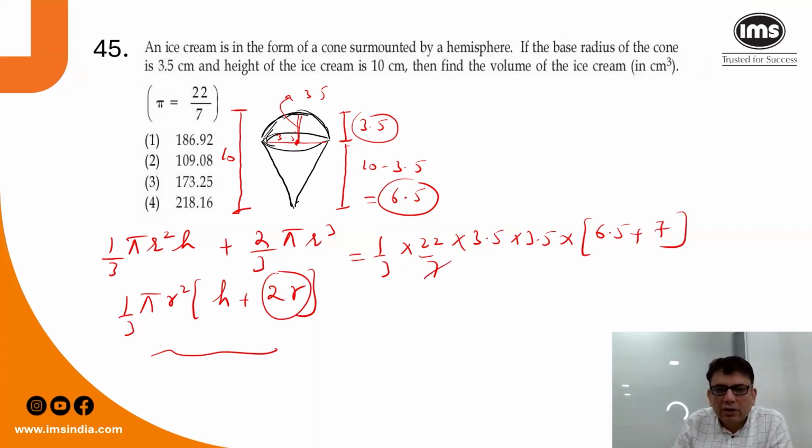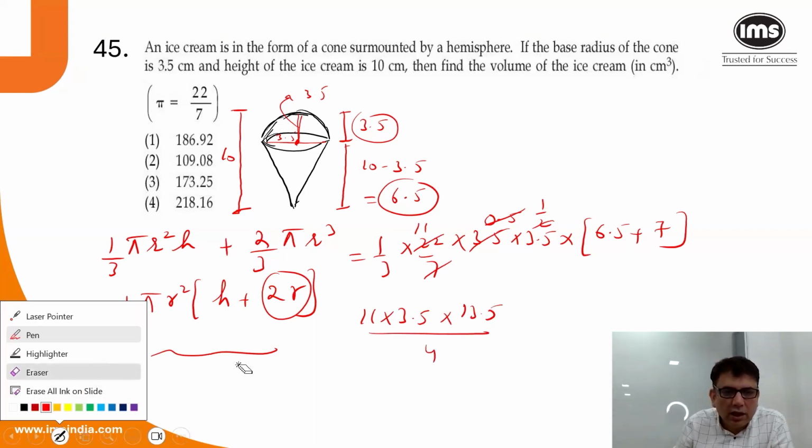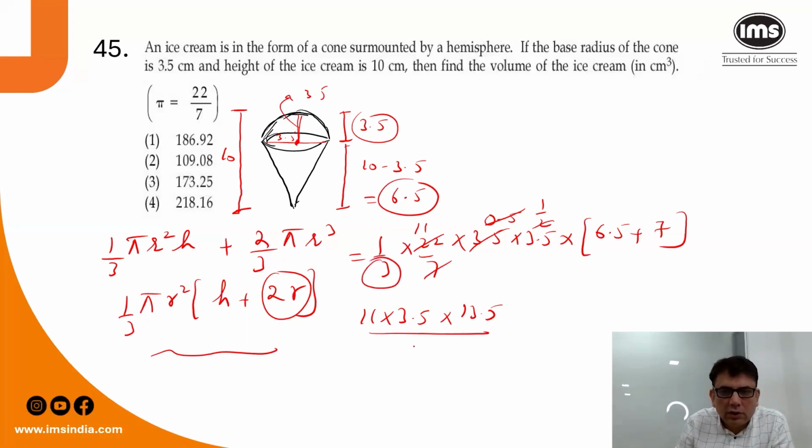Okay, let's try to solve it. 7 plus 6.5 is 13.5. 13.5 by 3 is 4.5. Half into 22 is 11. So I get 11 into 3.5 into 13.5, denominator 3, sorry. I have 3 in the denominator. 3 4s are 12, 3 5s are 15, so 4.5. So my final answer is 11 into 3.5 into 4.5.